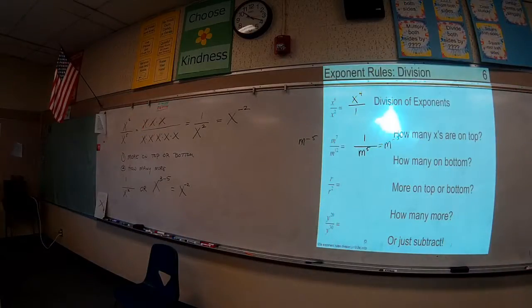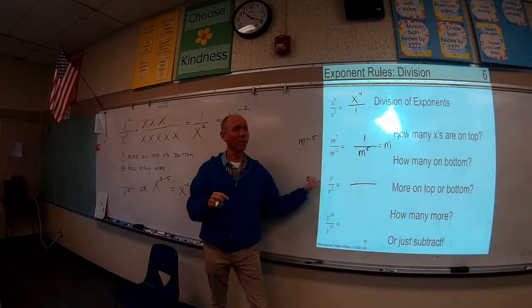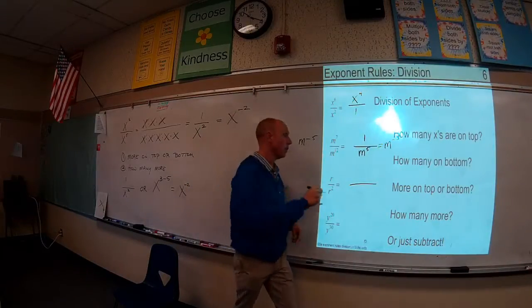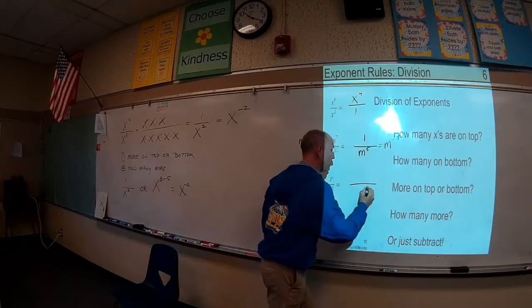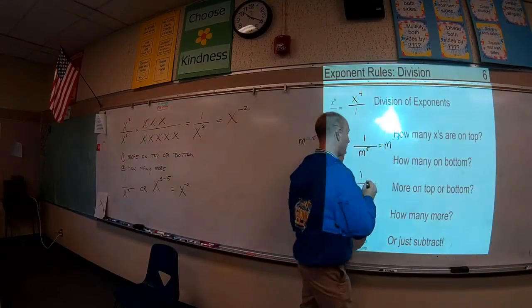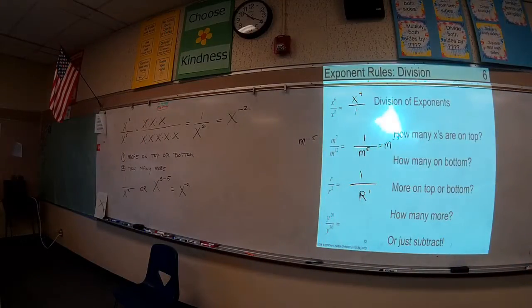It's an R. Let's look at this one. How many R's are on top? 1. How many are on the bottom? 2. Are there more on the top or the bottom? How many more? I need 1 R on the bottom. What's on top right now? An invisible 1. Is IXL going to be happy with that? No. Everybody, make IXL happy now.